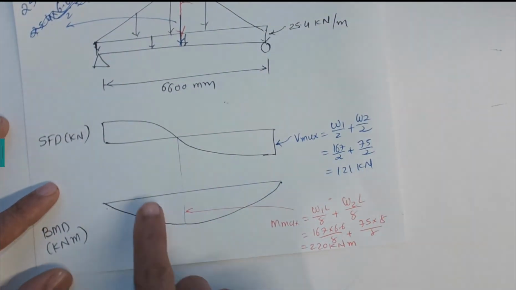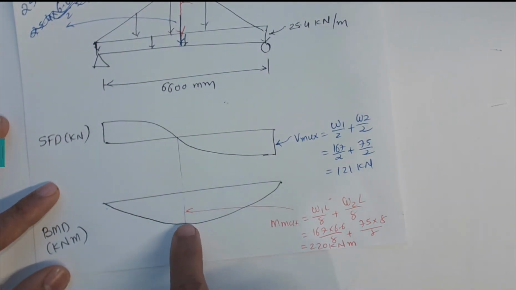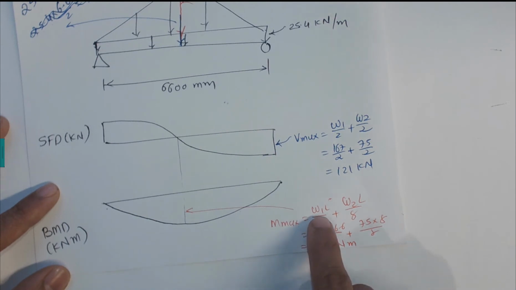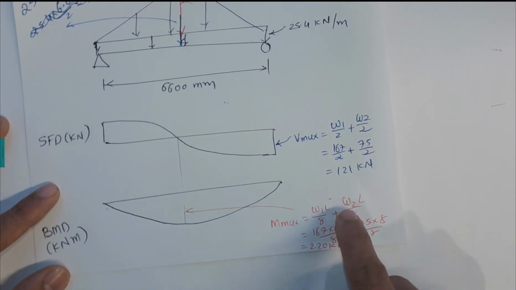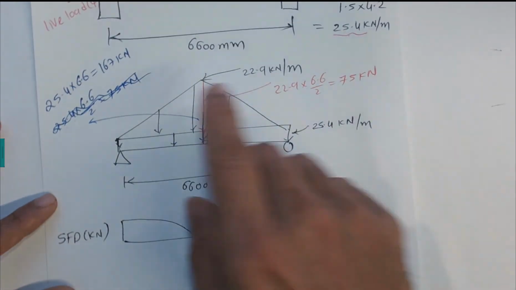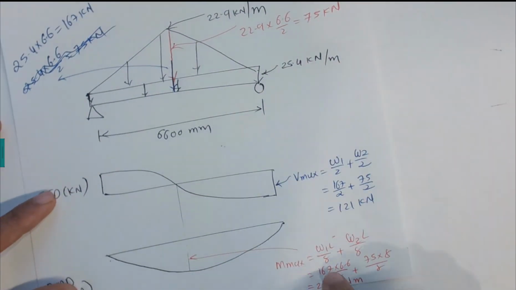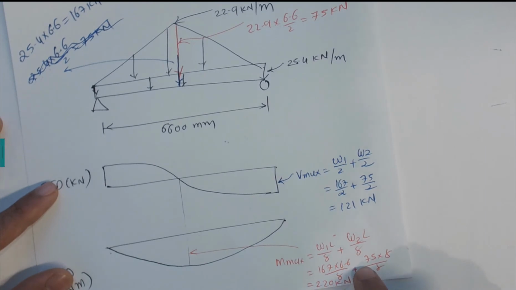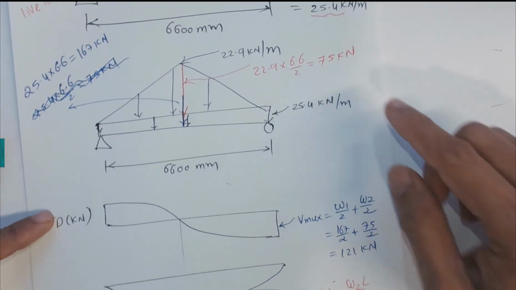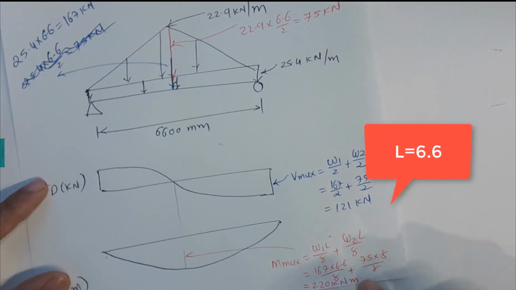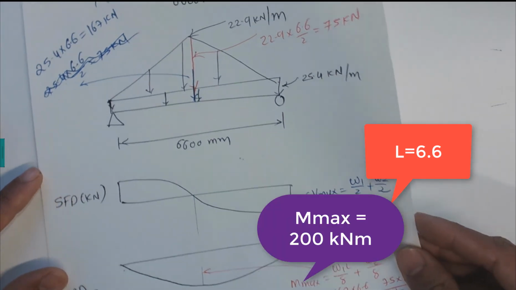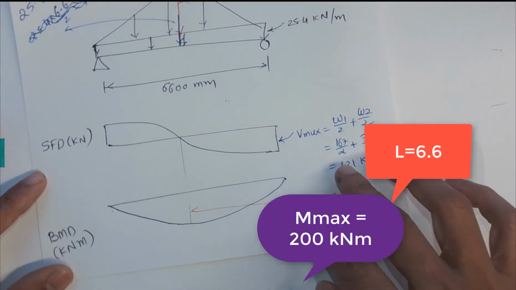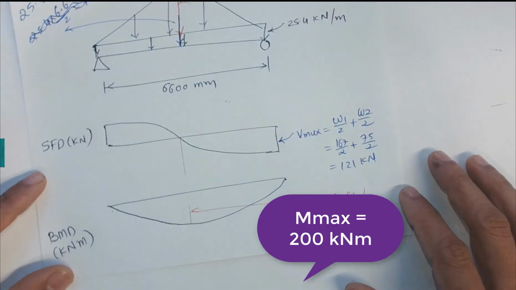Similarly for the bending moment diagram, we can find the maximum bending moment, which is W1L over 8 plus W2L over 8. We calculated 167 kilonewtons times 6.6 over 8, plus 75 times 6.6 over 8, which is 220 kilonewton meters. So that's the final answer for the strength limit state. Thank you very much.